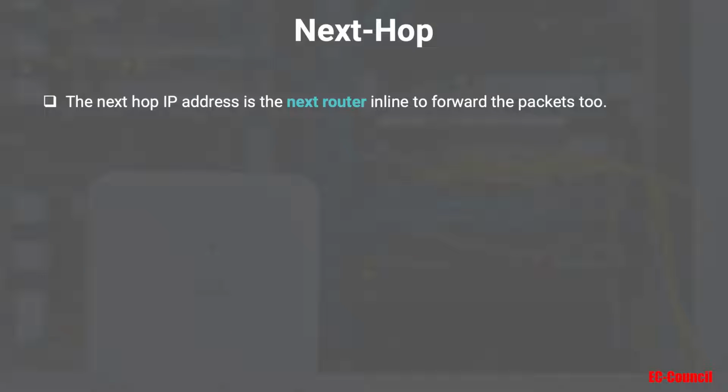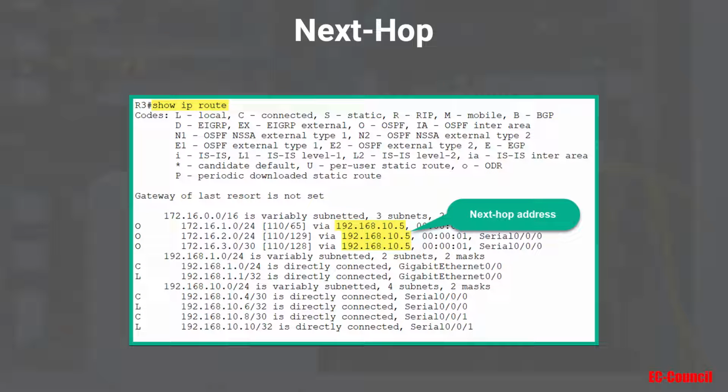A very important component is called the next hop. The next hop is simply the next hop IP address, or in other words, the next router in line to forward the packets. So this sounds a little confusing. Let's take a look at what exactly the next hop is in the next slide. So let's take a look at this routing table. So again, we're on router 3 and we have 3 OSPF routes.